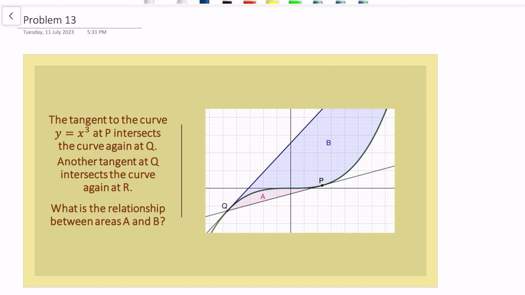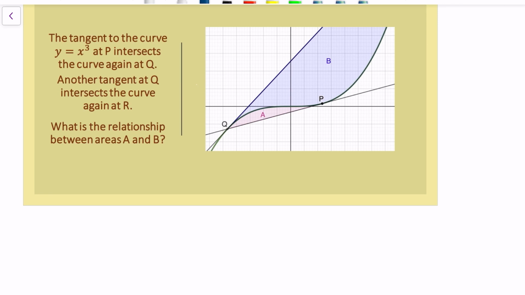We need to find these two areas, A and B, using integration, but because there's a pattern to it, the second time round we don't need integration, we can apply a shortcut. So the region A is the area between the cubic y equals x cubed and the tangent at P. So the first thing we can do is give P some coordinates. So let's say that this point P here is (p, p cubed). So the x value is allowed to vary there.